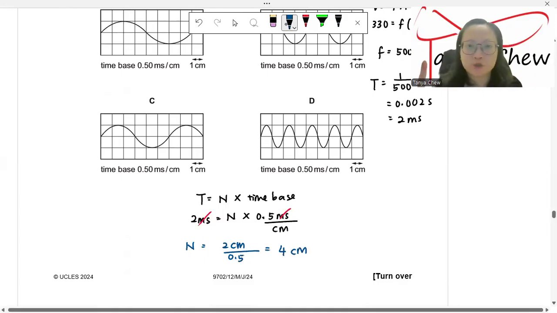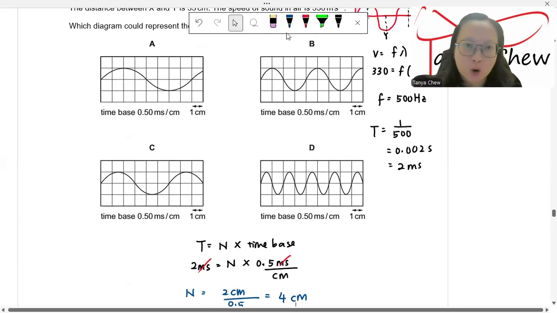So 4 cm to form one complete oscillation. So 4 cm, 1, 2, 3, 4. 4 cm to form one complete oscillation. That is why B is the answer.